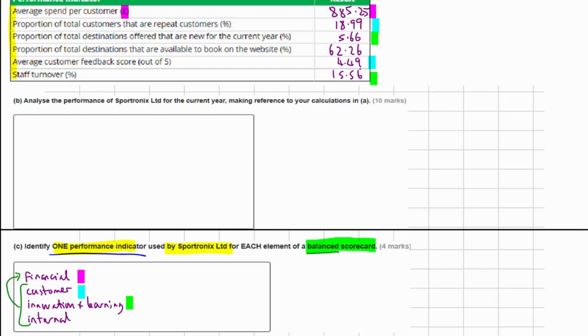And then finally, what about internal? Well, yes, that's perhaps a better one for us to use, our staff turnover, because we're looking at how well we're looking after our staff, and it suggests that we're not looking after them very well because it's getting worse, isn't it? But also we could think about our website and how well constructed that is. So that will be an internal measure for us.